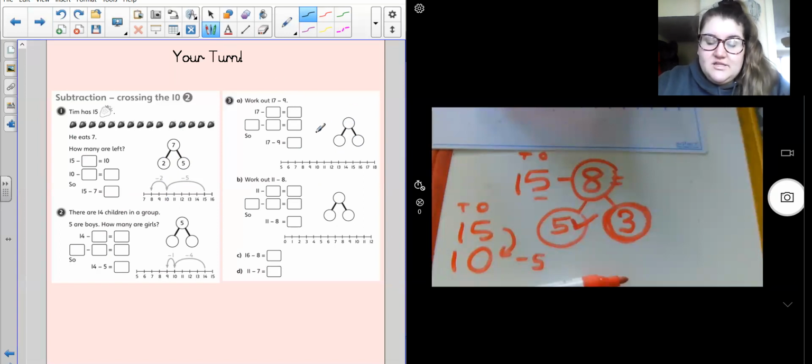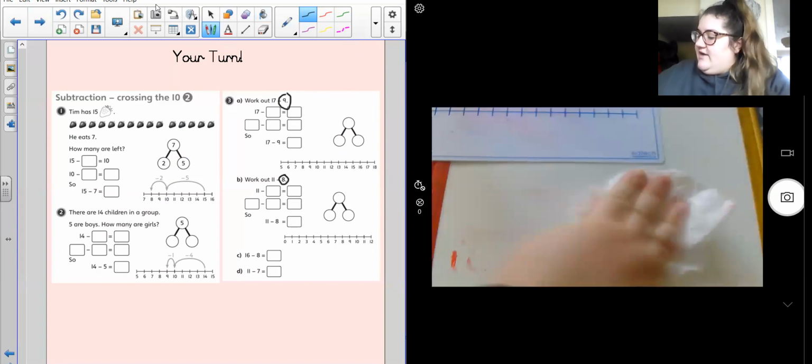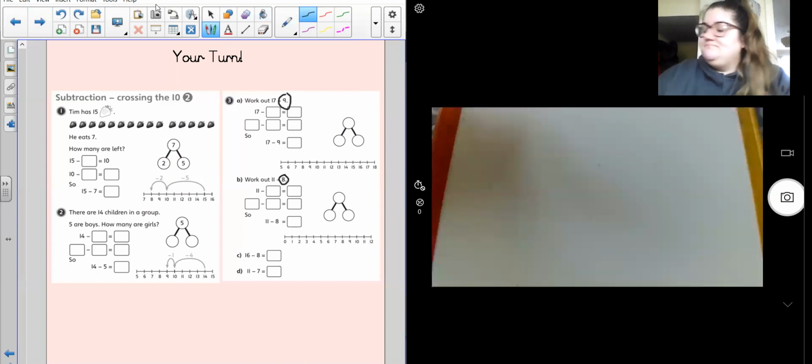And remember, the part whole models, the whole will be the number you are taking away, and you will break that number down into parts. Some children got a little bit stuck with this yesterday, and that's okay, because it's helped me in knowing what to put in today's video. So I'm just going to intervene with that bit very quickly before I let you crack on.